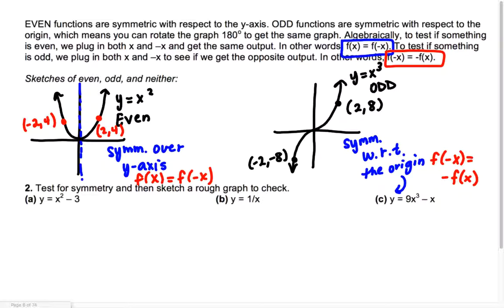So always think about numbers, like think about 2's. What happens when I plug in 2? Do I get the same thing? Do I get the opposite? Okay, so sometimes things are even, sometimes they're odd, sometimes they're neither.